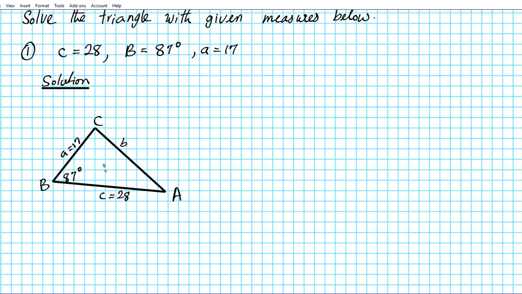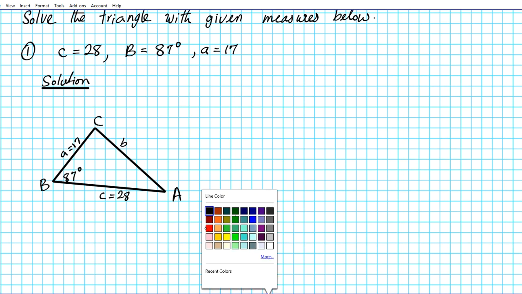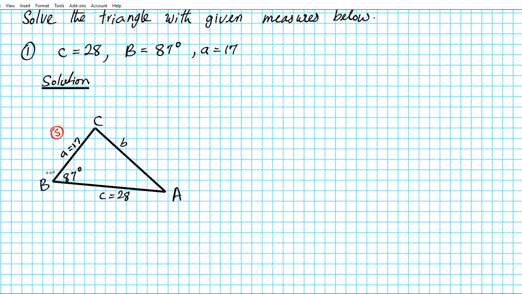Alright, so let's look at the triangular situation that we have here. In this situation, we are given a side, an included angle, and a side. So two sides and an included angle. So this can be considered an SAS situation.